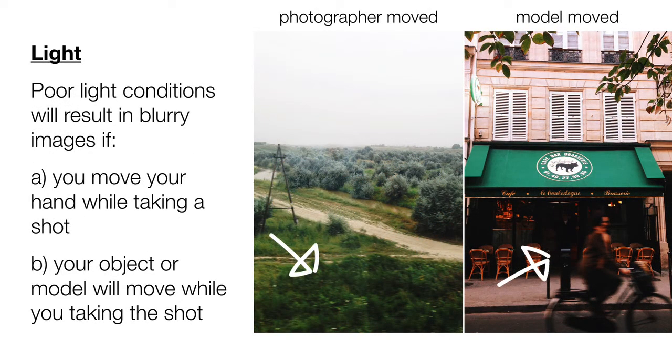Another thing related to light quality is that the less light camera receives, the more blurry your picture would be if A, you move your hand while taking a shot, or B, your object or model will move while you're taking the shot. So if you need your image to be as sharp as possible, you have to make sure you, as a photographer, hold your phone steady, even using a tripod, and your object or model will not move as well.